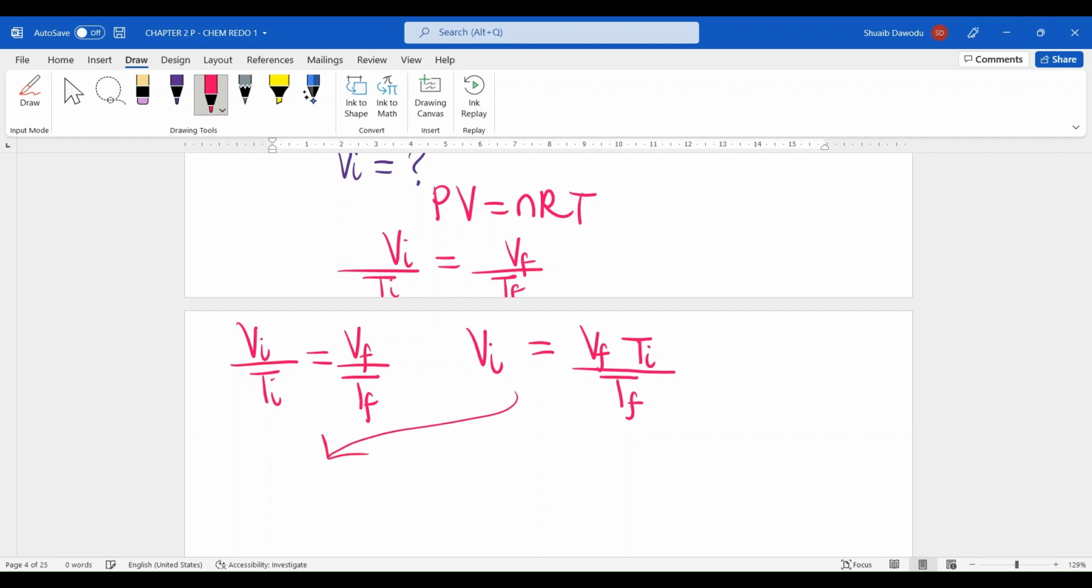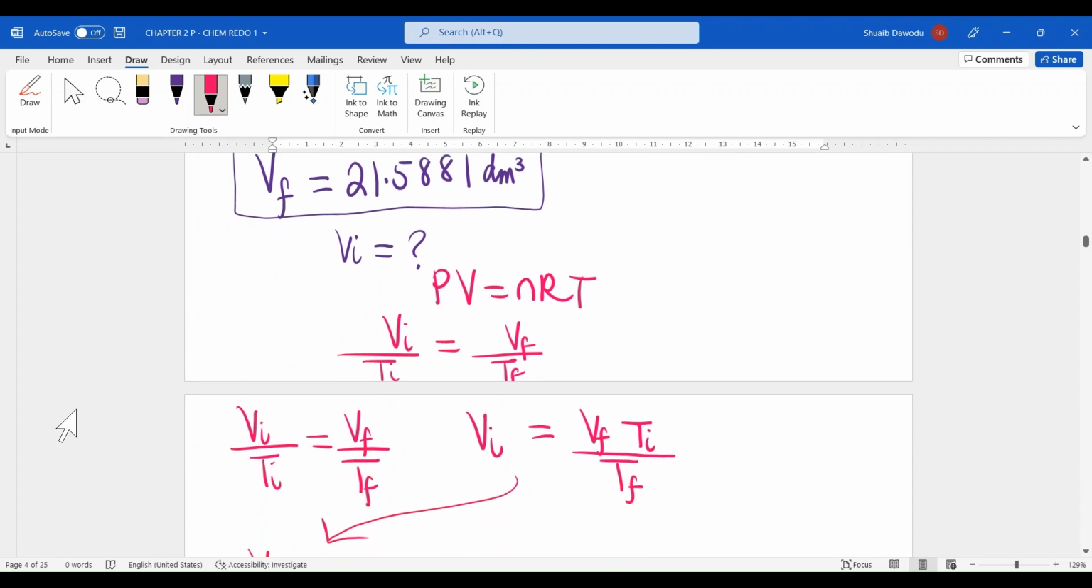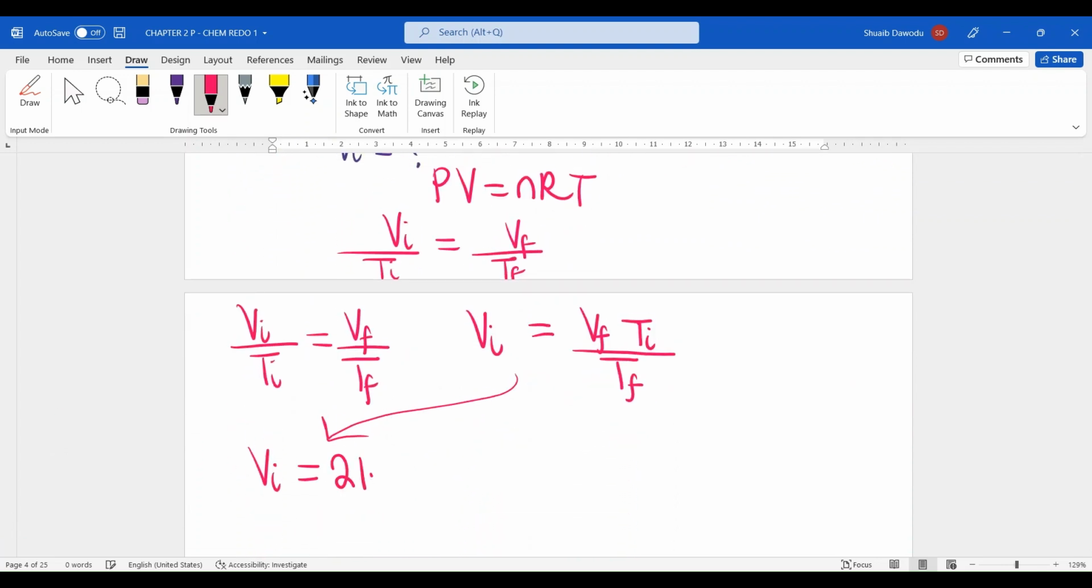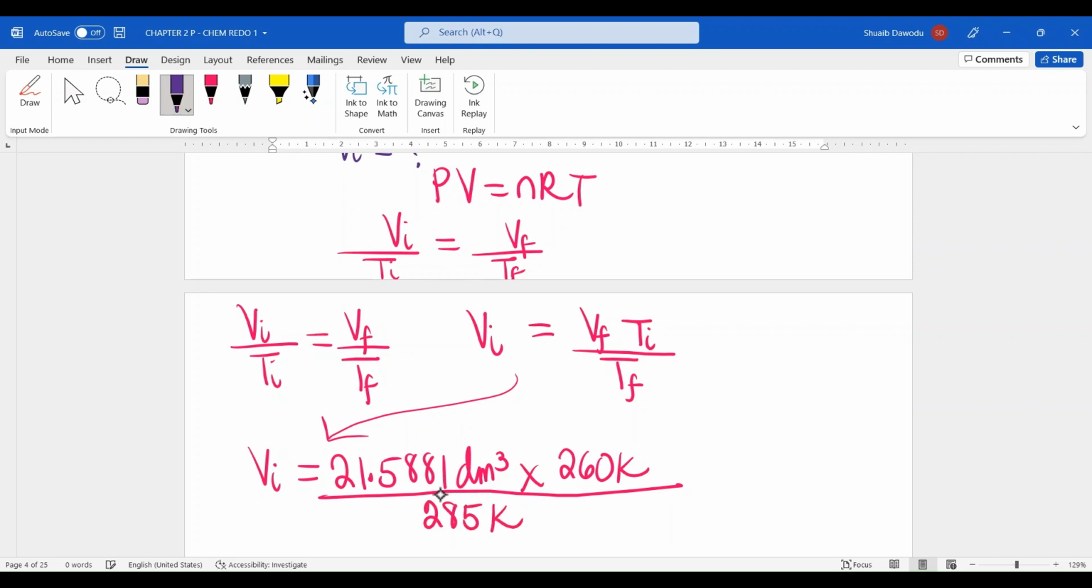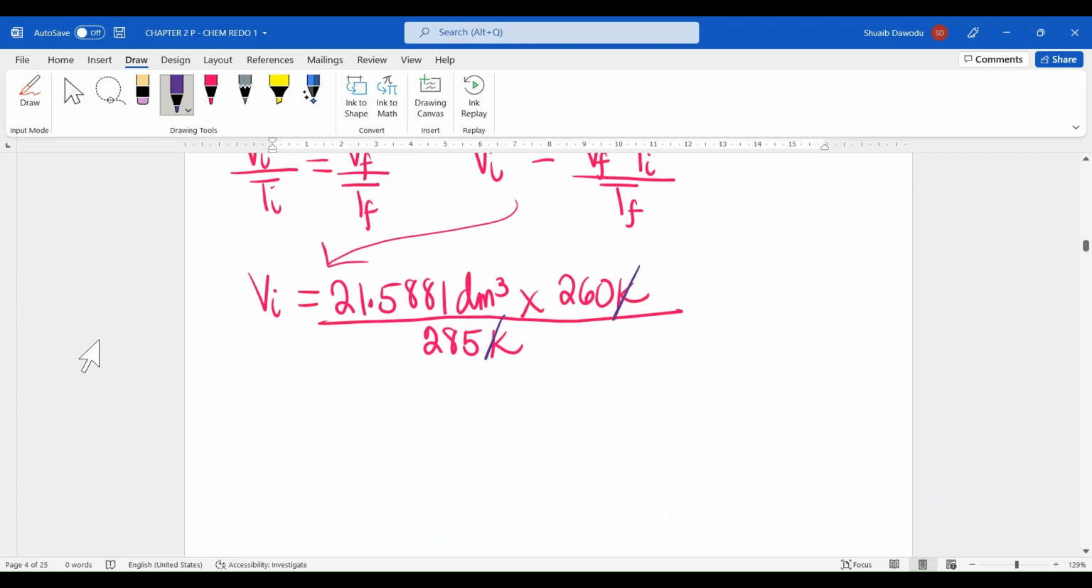For V initial, it is simply going to be V final, which is 21.5881 dm cube, times T initial, which is simply 260 Kelvin, divided by T final, which is just 285 Kelvin. So you cancel out the Kelvins, and you can determine V initial like this. V initial is equal to 21.5881 times 260 divided by 285. So you end up with 19.6944 dm cubed. So yeah, that is basically it.